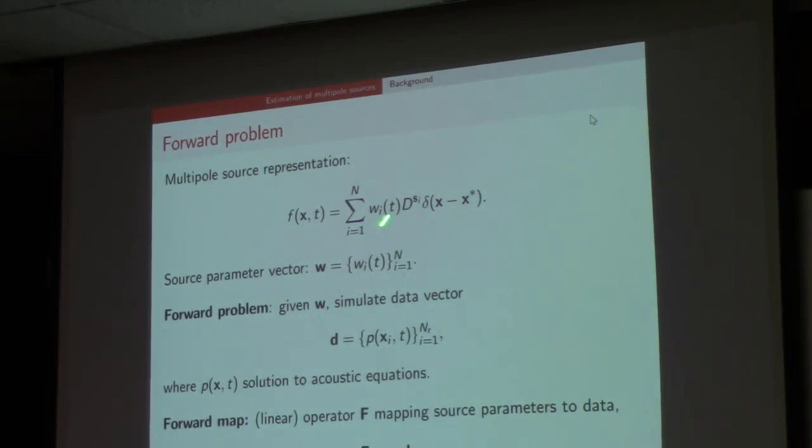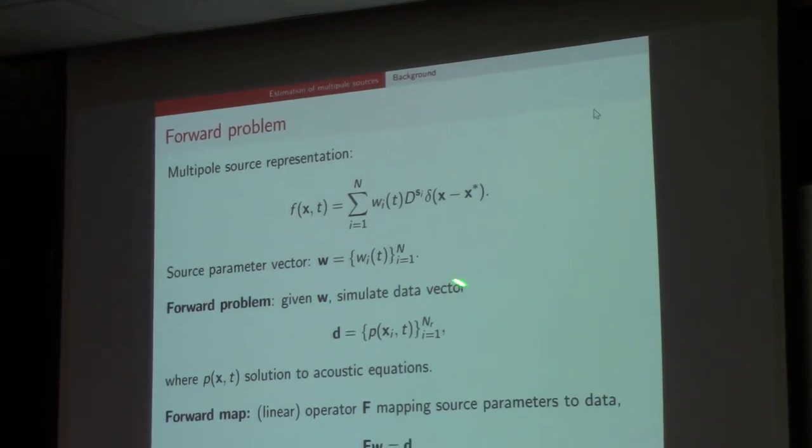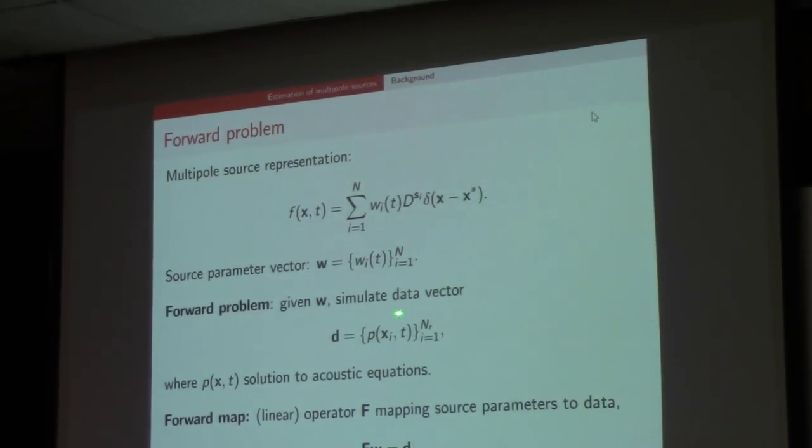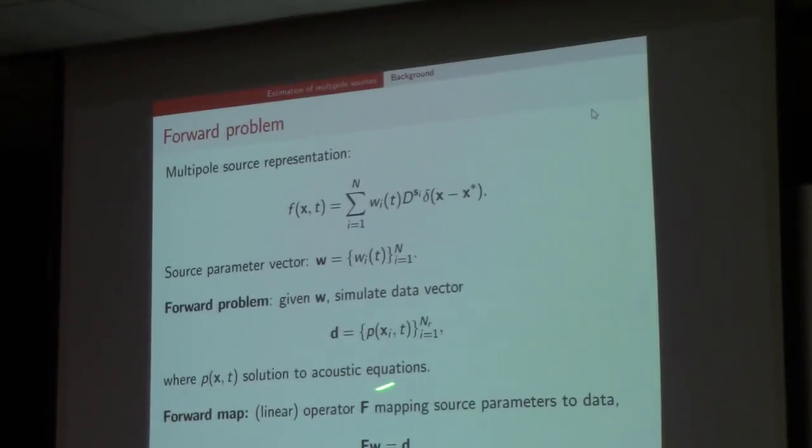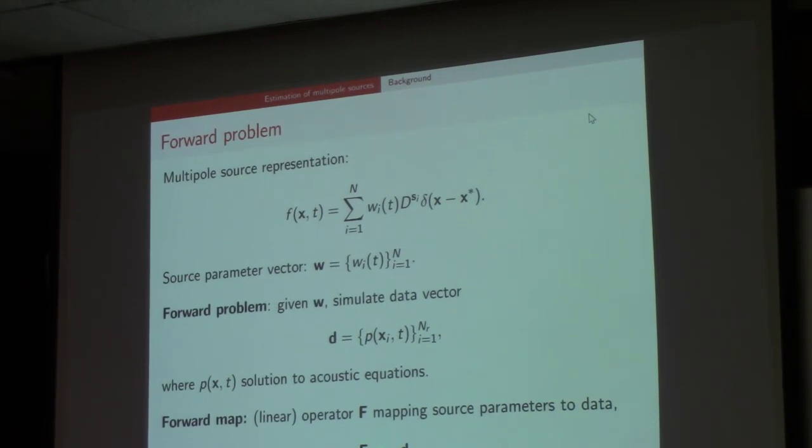So the source parameters W, functions of time, are what we're interested in recovering. The forward problem is, given W, simulate the data vector D. D is the pressure field at certain points in space and time. P is the solution of the acoustic wave equation. So we can express this forward problem through this forward map F. F acting on W gives you D.